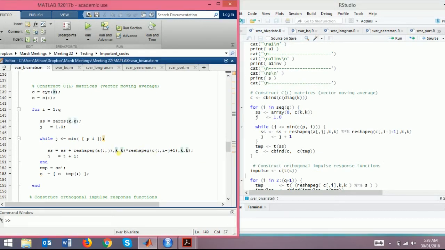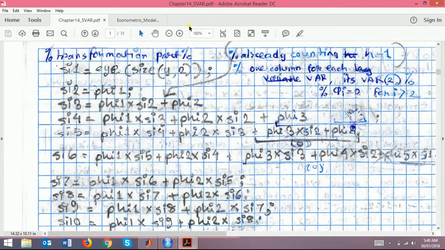Impulse response function. So this is our representation here. And what did we do with our impulse response function? What was the impulse response function? The impulse response function was psi h minus 1. This is psi 1 to the power I. So phi 1, psi 1 to the power I, minus 1 to the power I plus 1. So this is 1: minus 1 to the power I plus 1.